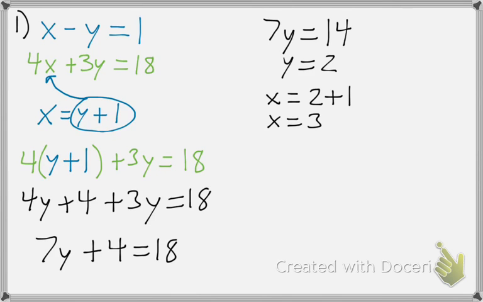So my last step is to express this as an ordered pair, (3, 2). And what this represents is the x and y value that work in both of my original equations. And graphically it represents the intersection point of the 2 lines. So each of these 2 equations represents a line, and (3, 2) is the intersection point of those 2 lines.